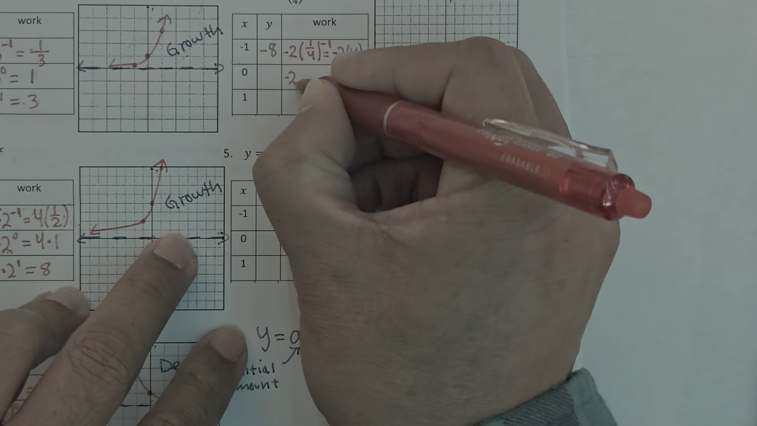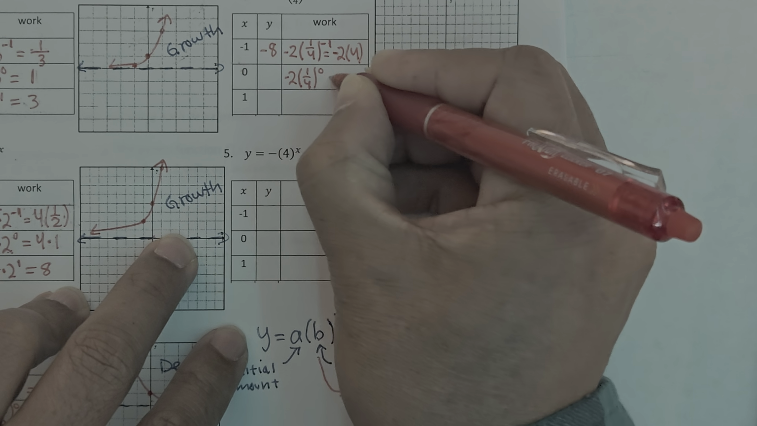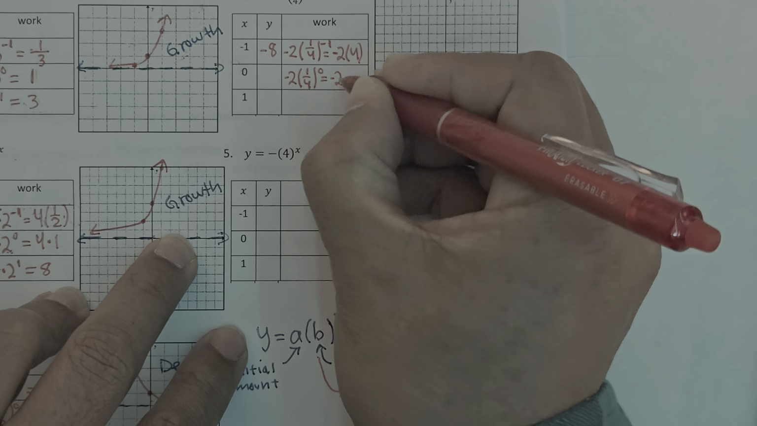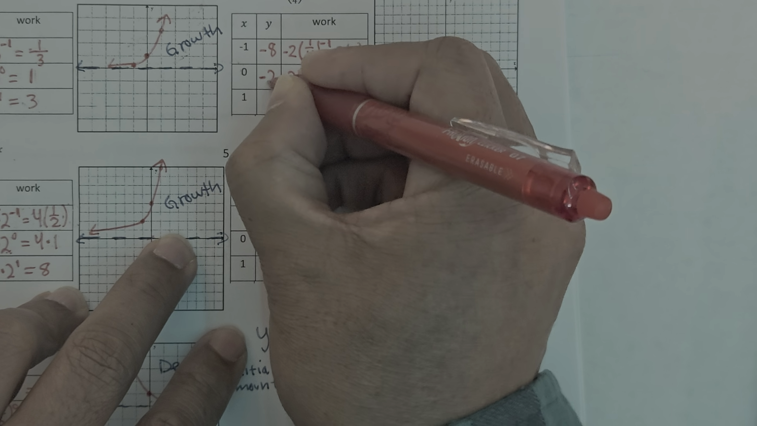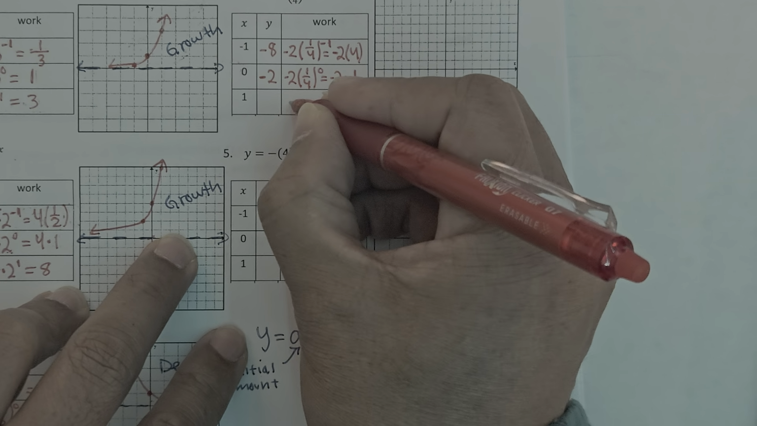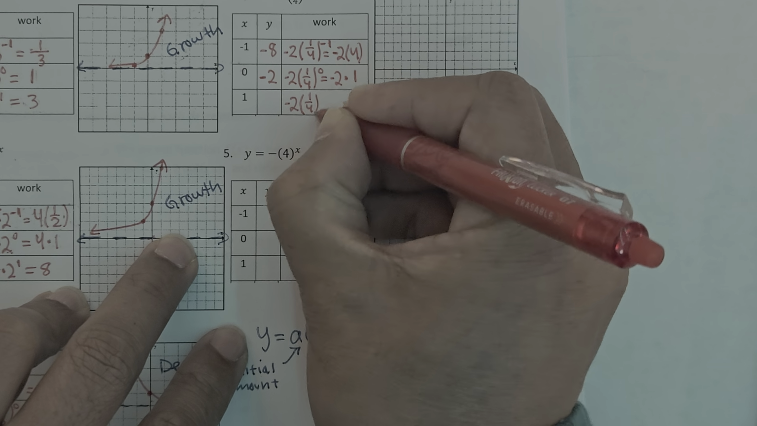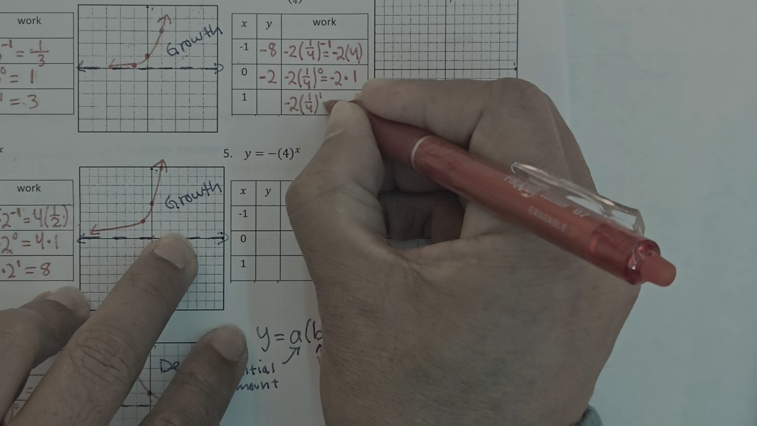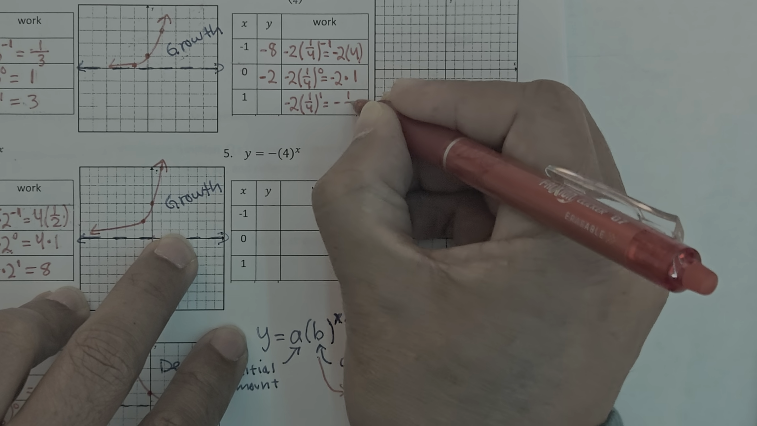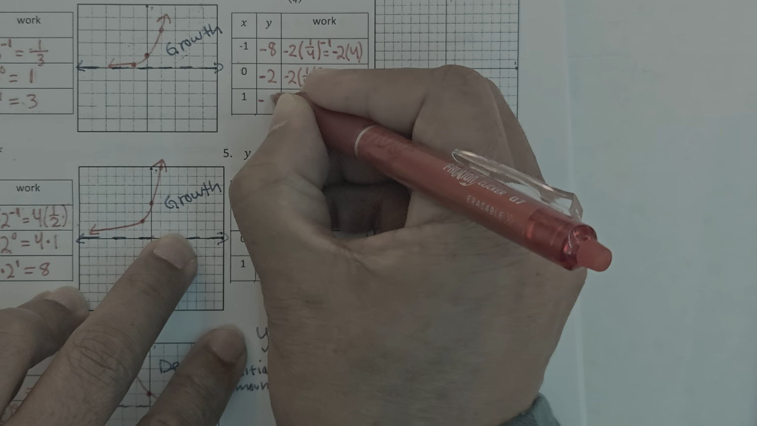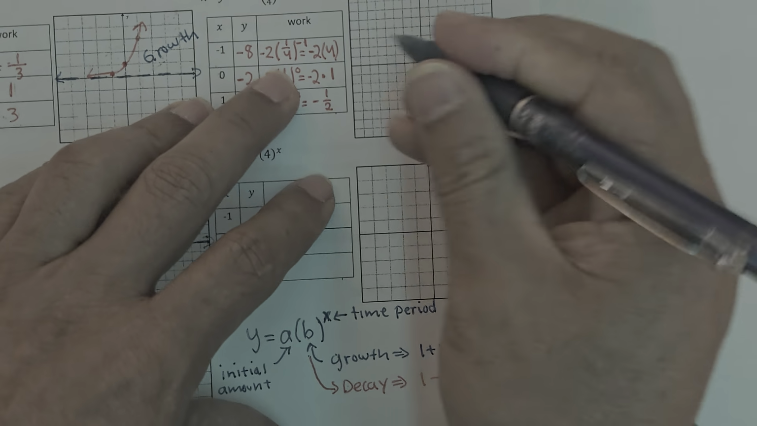The next one is negative 2 times 1/4 raised to the 0 power. This is the same as negative 2, since 1/4 to the 0 power is 1. So then when x is 0, y is negative 2. The next one, when x is 1, we have negative 2 times 1/4 to the first power. This is the same as 1/4. So you're actually multiplying negative 2 times 1/4, which is negative 1/2. So when x is 1, y is negative 1/2. Next, let's sketch the asymptote.